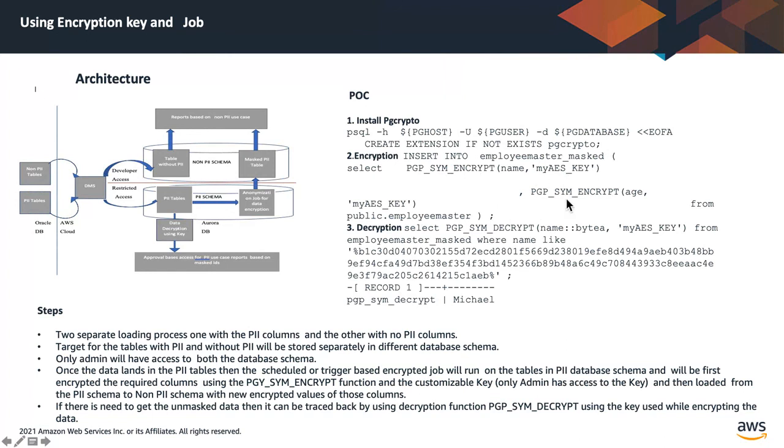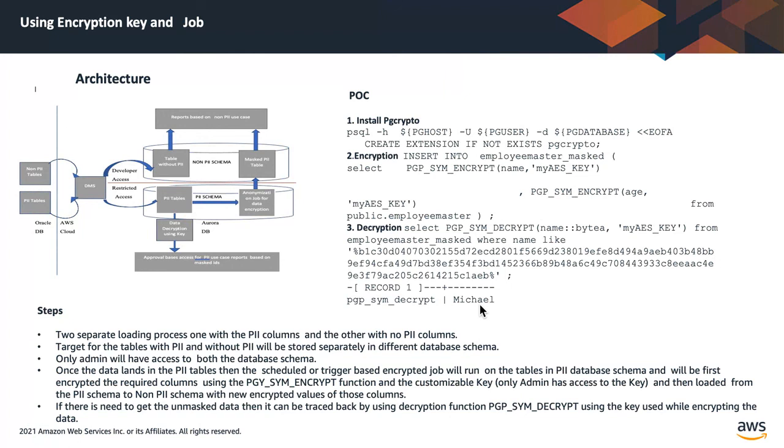And now the data which is stored in the database is in encrypted format, right? Now I will select the data based on the value of this name. Then I will get the actual name which I used to encrypt the data. So this is how symmetric key encryption works when using pgcrypto.